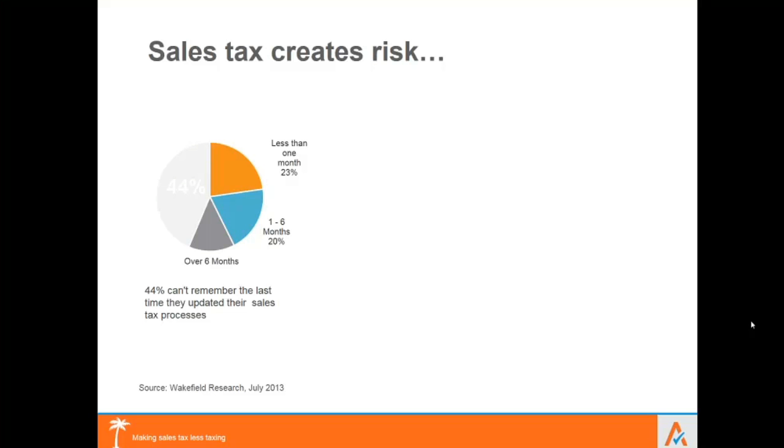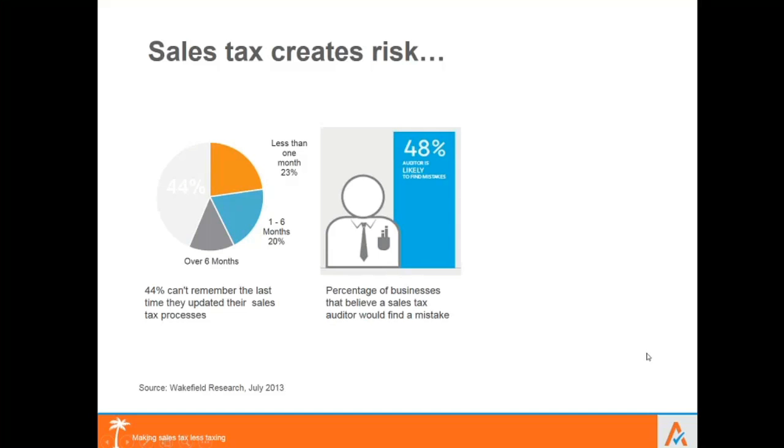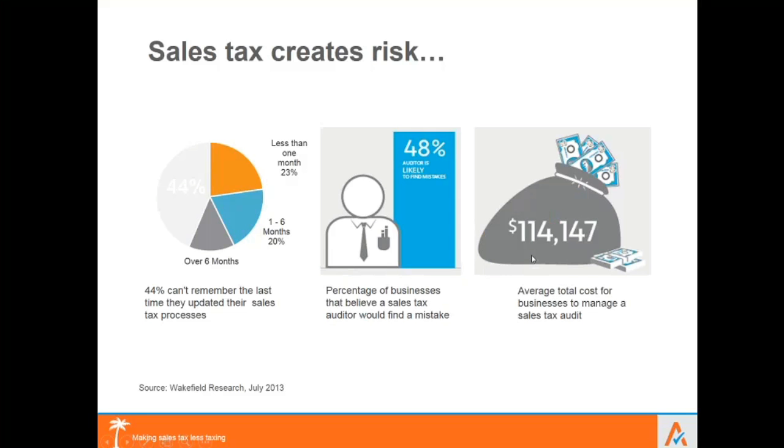Since tax compliance has become a target for state revenue departments, it's making an audit almost inevitable. So what we see here is that 44% of customers can't even remember the last time they gave attention to their sales tax process. Most companies believe that in a case where an audit does happen, an auditor is going to find a mistake. And like we said in the past couple of days, the average total cost for an audit can be pretty substantial when you're taking into account direct and indirect costs.